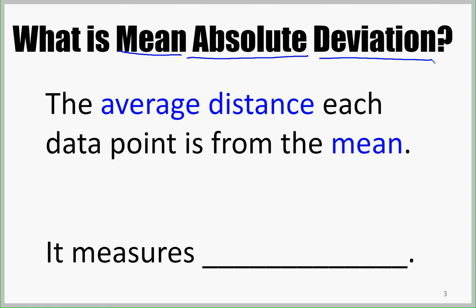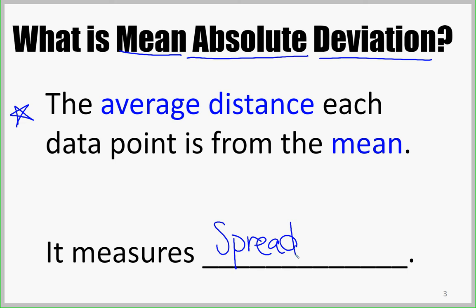Now MAD, mean absolute deviation, is the average distance each data point is from the mean. This definition is very important. You do need to know the definition of MAD. You need to know the vocabulary term. So we're taking the average distance data is from the mean. It measures spread.